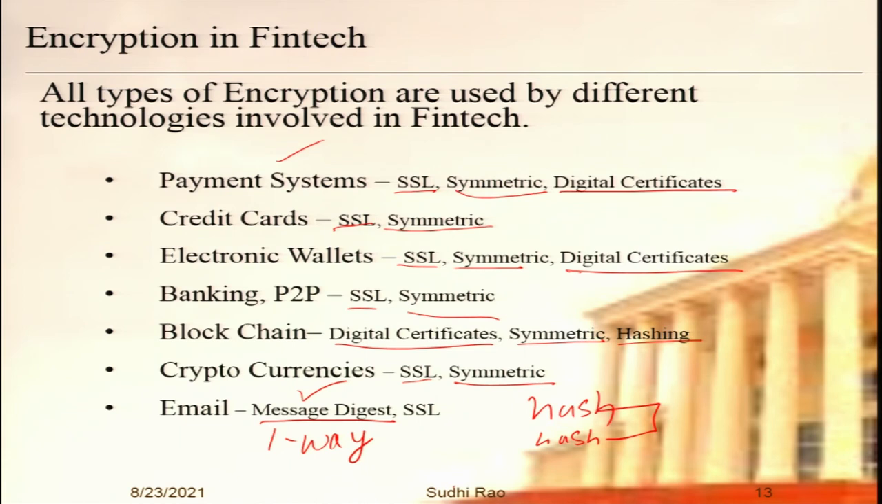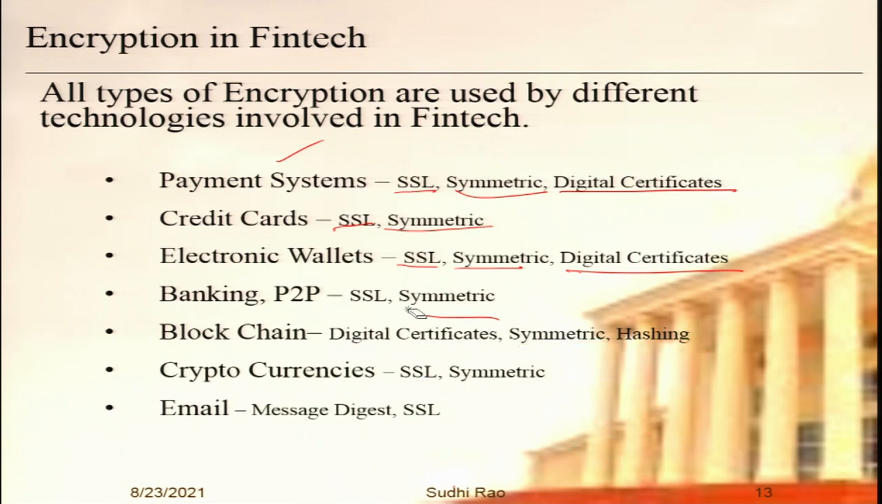If the two match, I know that the message you have sent is what I have received. It does not mean that somebody has not seen it. It just ensures that what I have received is what you have sent me. So, email uses hashing or message digest, and it also many times uses SSL. So, as we can see, every technology, every product under fintech uses various kinds of encryption.